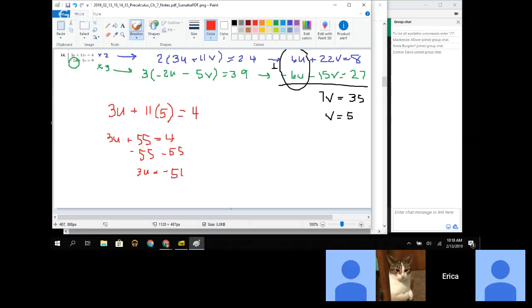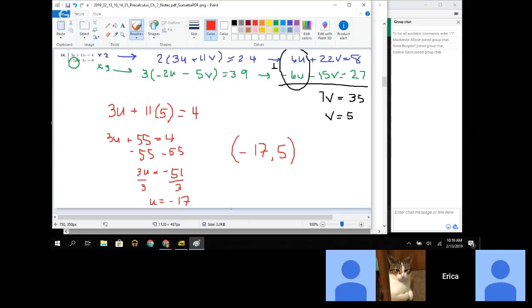And I get 3u equals negative 51. Don't love that number, but all right. It does divide by 3 because 5 plus 1 is 6, divided by 3. So u equals negative 17. So my solution to this is negative 17, 5.